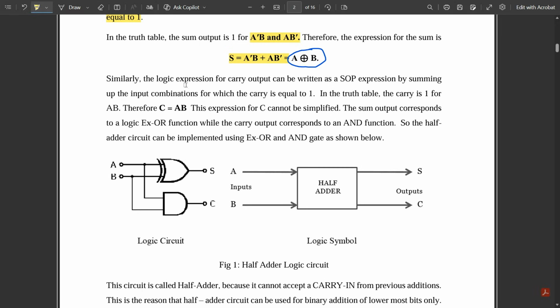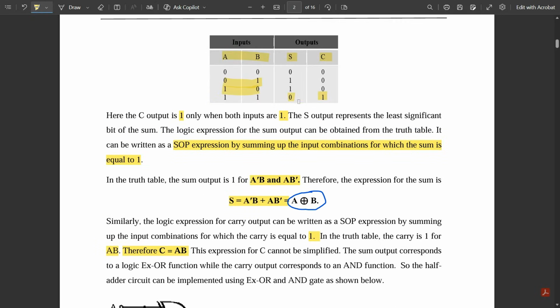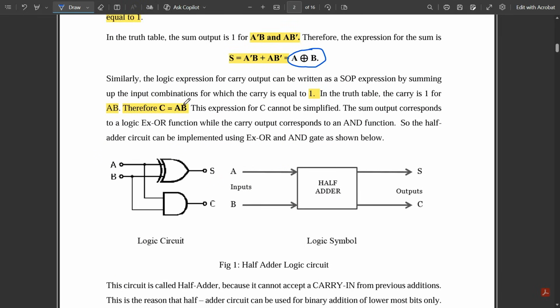Similarly, the logic expression for carry output can be written as an SOP expression by summing up the input combinations for which the carry is equal to 1. In the truth table, the carry is 1 for AB. Therefore, the carry expression would be equal to AB. You see here, carry is only 1 for this combination, right? That is the AB combination, and both the inputs are 1, so that's why it's represented as AB. So they are getting multiplied. C is equal to AB. This expression for C cannot be simplified.